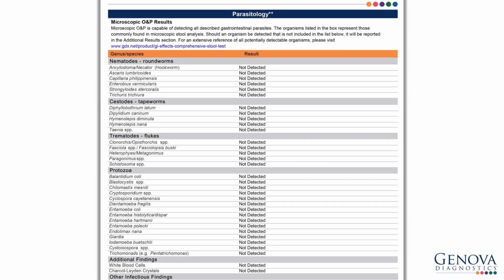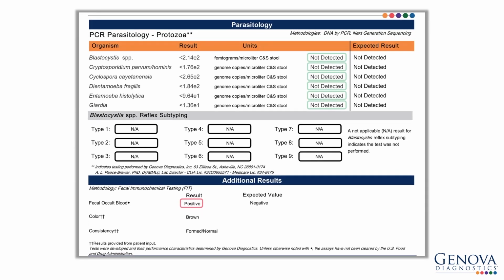On page 7, we have the parasitology section. No ova or parasites were seen under the microscope. On page 8, all 6 PCR parasite tests are negative. When a test comes back positive for blastocystis, we run a reflex for subtyping the blastocystis. This patient did not have blastocystis, so the results for subtyping are NA, non-applicable.